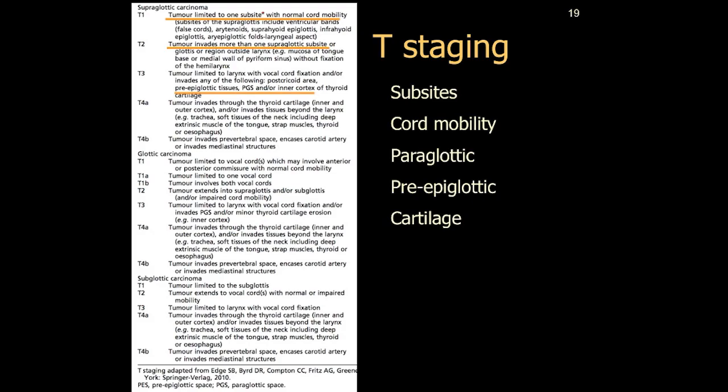A tumor that fixes the vocal cords and/or invades the postcricoid, the preepiglottic space, the paraglottic space, and/or the inner cortex of the thyroid cartilage, which is classified as minor cartilage involvement, is classified as a T3 lesion. Whereas a tumor that invades the thyroid cartilage with penetration or through and through invasion and/or extends to the extralaryngeal soft tissues is classified as a T4 tumor. Likewise, somewhat similar staging systems are used for glottic and subglottic cancers.